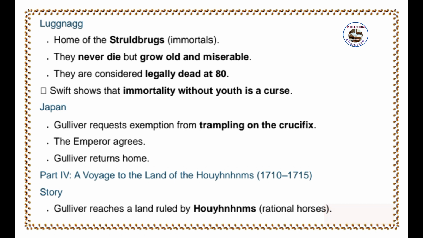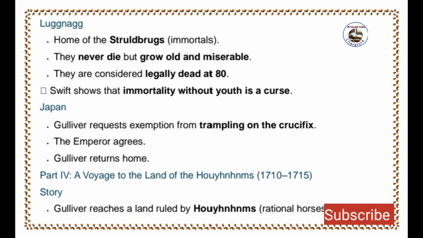Luggnagg, home of the Struldbrugs, immortals. They never die but grow old and miserable. They are considered legally dead at 80. Swift shows that immortality without youth is a curse. And he goes to Japan. Gulliver requests exemption from trampling on the crucifix. The emperor agrees. Gulliver returns home.